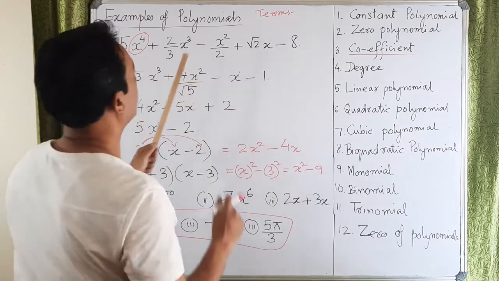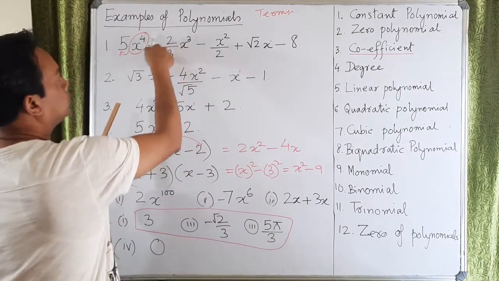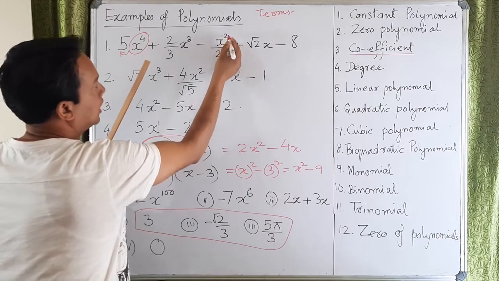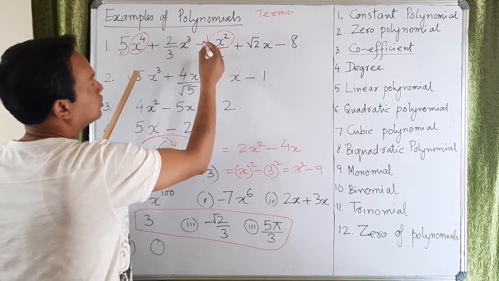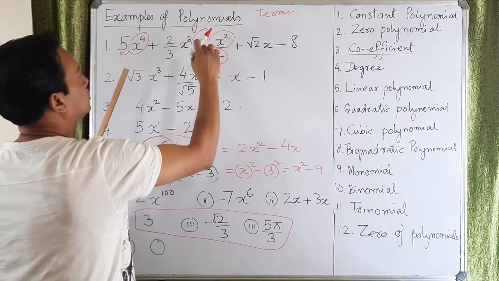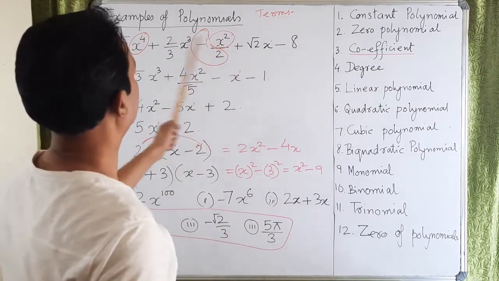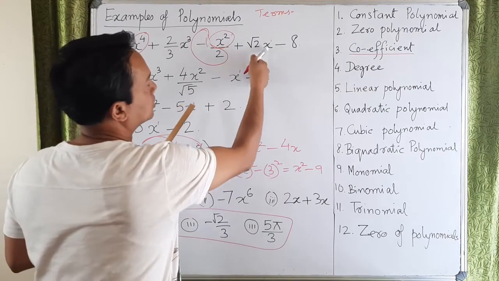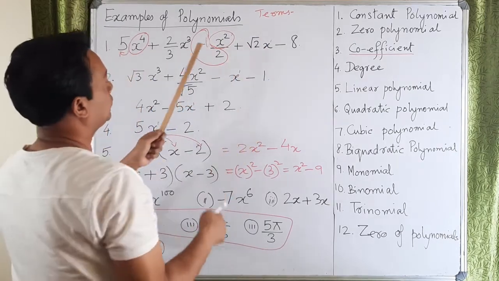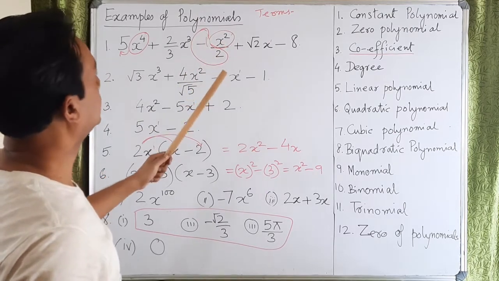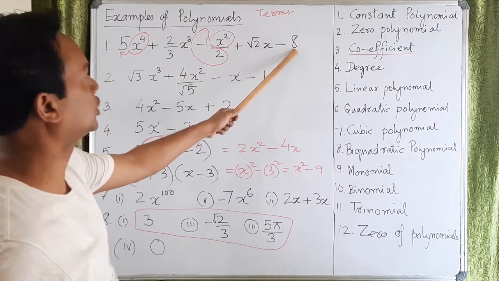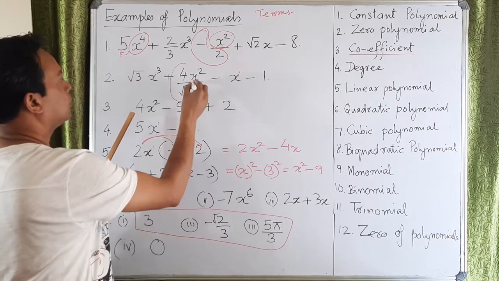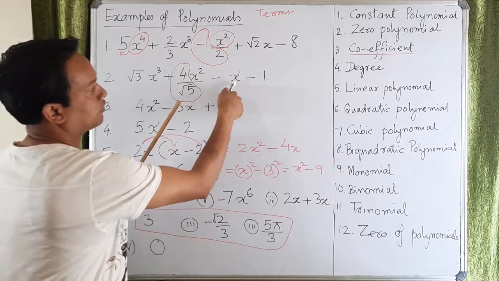If I ask you, what is the coefficient of, say, x cubed? It will be 2 by 3. If I ask you, what is the coefficient of x square? Leave out x square. You have to take the number here also. It's minus 1 by 2. So the coefficient of x square in this polynomial is minus 1 by 2. In this case, the coefficient of x is root 2. And this one is called the constant term, without any variable. So similarly, if I ask you what is the coefficient of x square here, this number will be the coefficient of x square. And what is the coefficient of x in this polynomial?